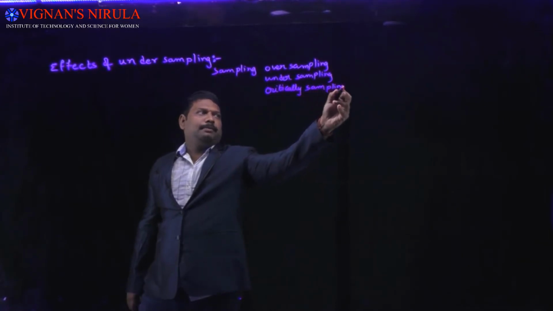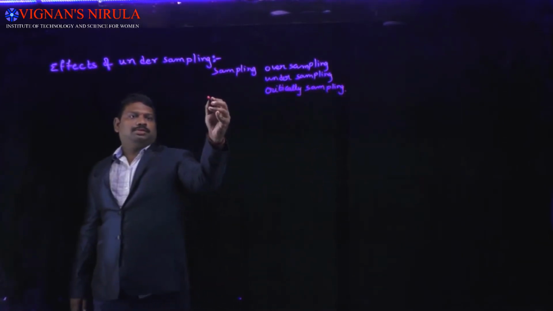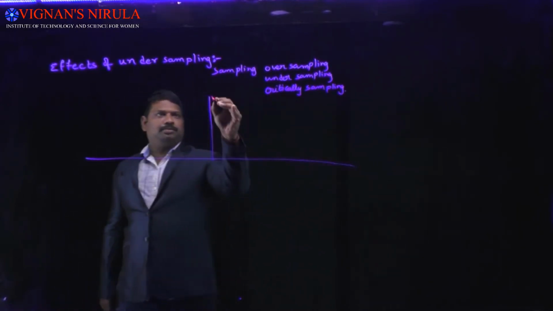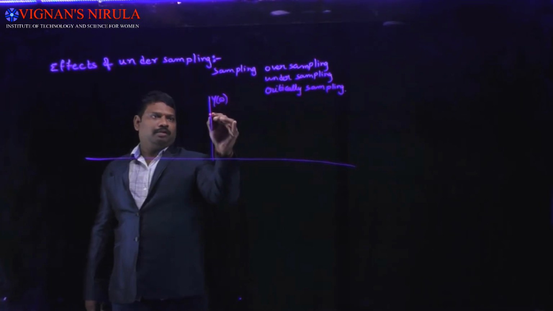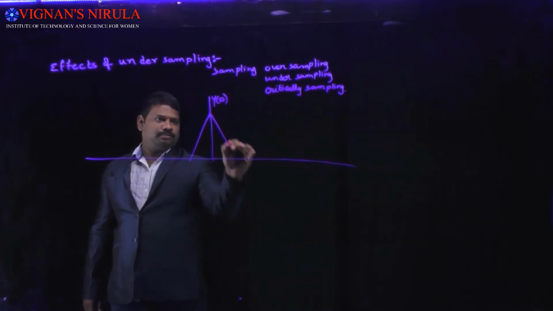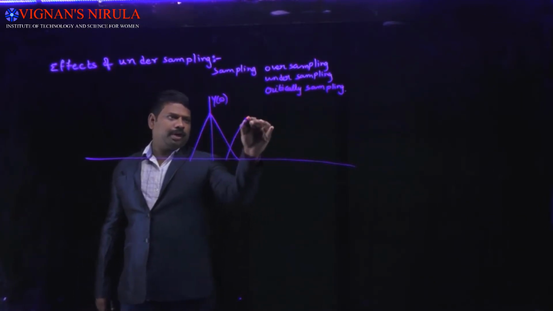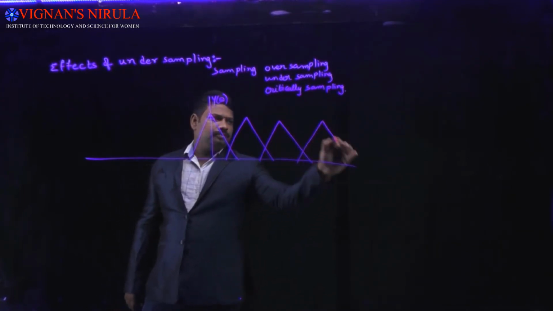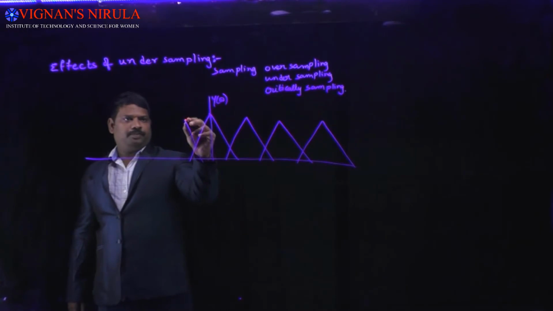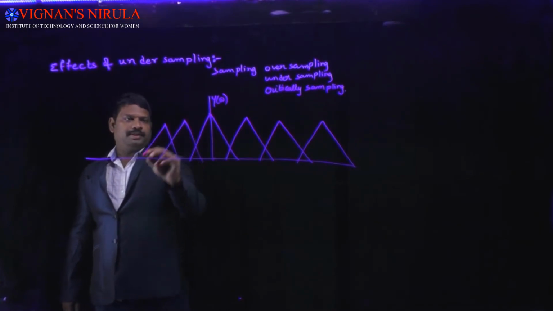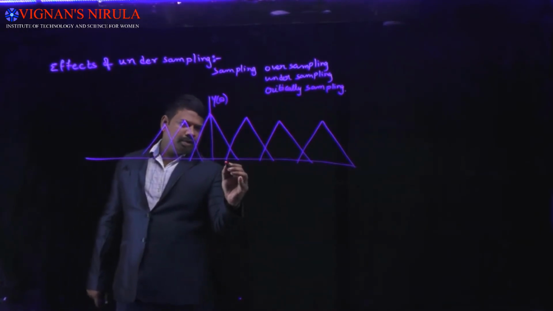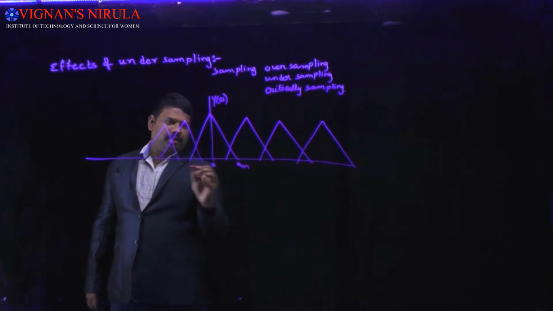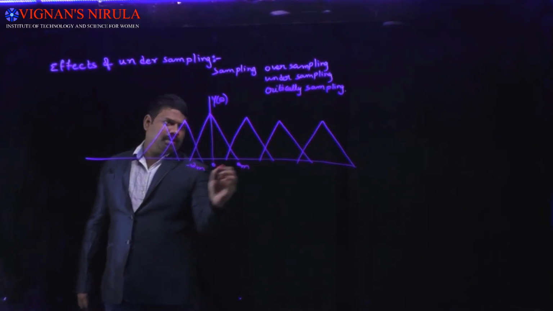In the undersampling case, we know that the spectrums will be overlapped like this. This happens because the first spectrum will be from 0 to omega m, and here minus omega m.